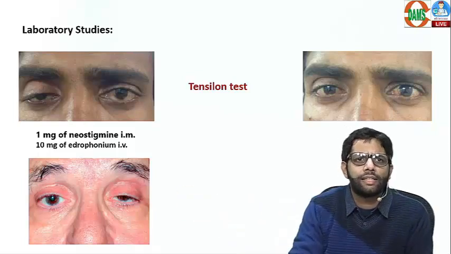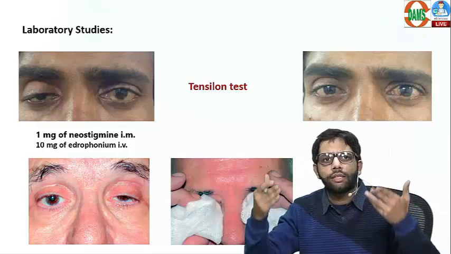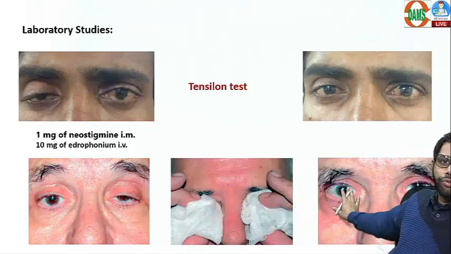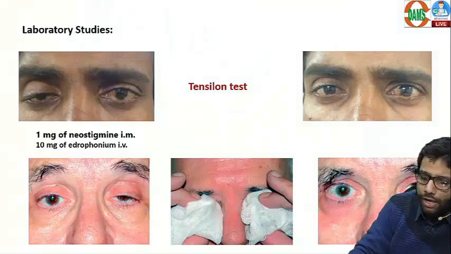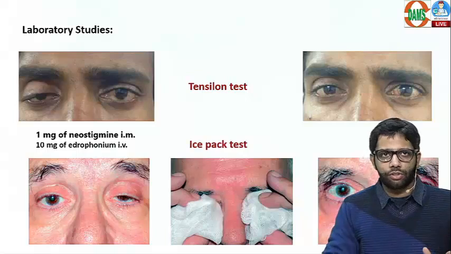And this is ice pack test. Ice pack, if you put, that will also increase the anticholinesterase activity. Ptosis will improve in myasthenia gravis. So ice pack test, tensilon test. These are two tests which you can do.